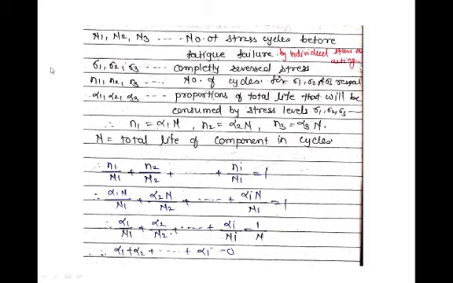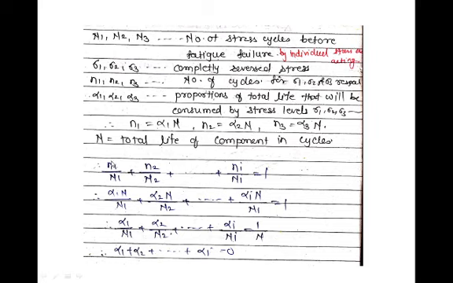Now suppose capital N1, N2 and N3 are nothing but the total number of stress cycles before the fatigue failure by the individual stress acting on the component. Sigma 1, sigma 2, sigma 3 are the completely reversed stresses. N1, N2, N3 are the number of cycles for which sigma 1, sigma 2 and sigma 3 are applicable. Alpha 1, alpha 2 and alpha 3 are the proportion of total time. Therefore you will get small n1 is equal to alpha 1 into n, the total number of cycles.